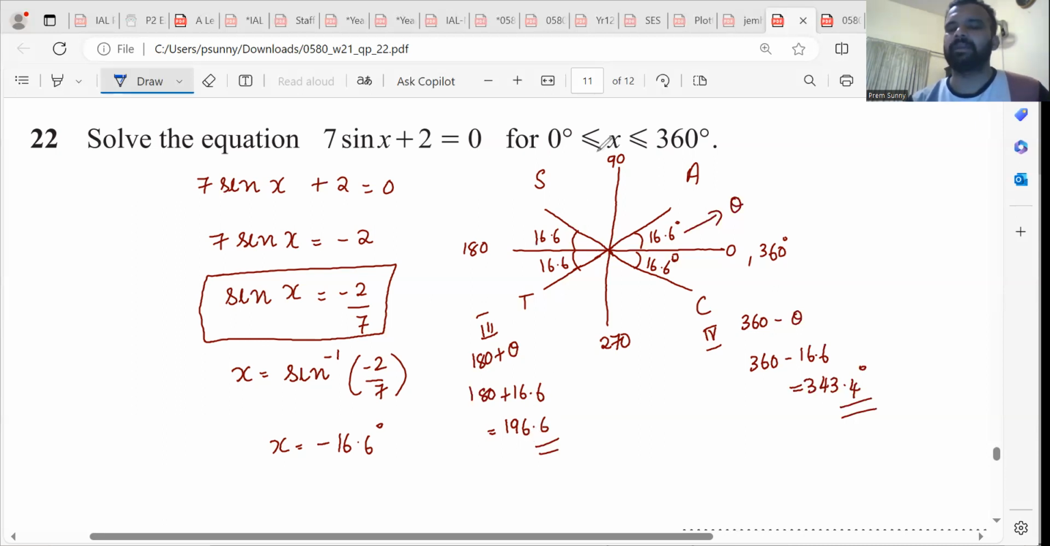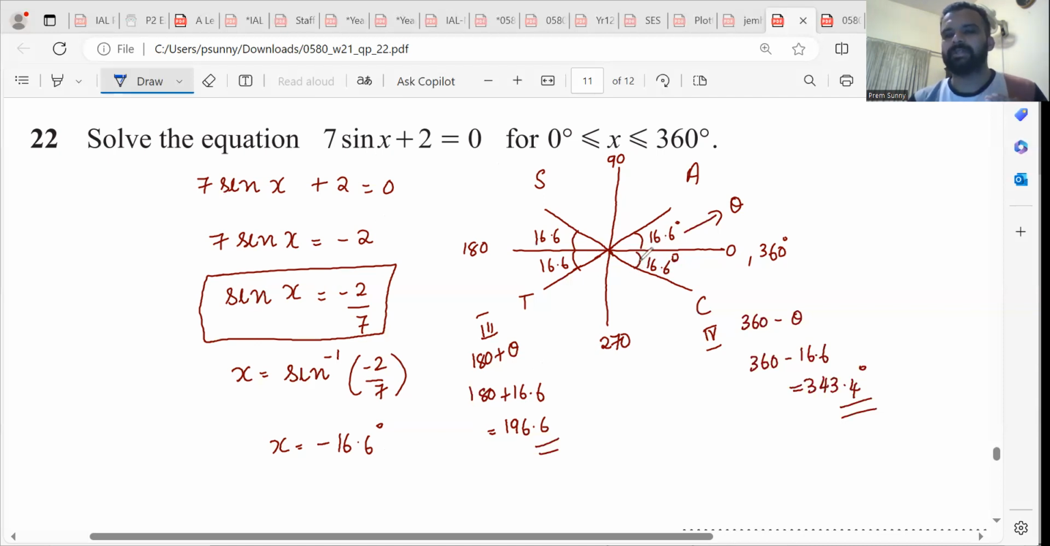Let me check whether my answers lie in the interval 0 to 360. 196.6 lies in the interval between 0 and 360. 343.4 also lies in the interval between 0 and 360 degrees. So once again, the first thing we have to do here is rearrange and make x the subject. When you make x the subject, you will get an answer of minus 16.6. We measure the angle anti-clockwise if it is a positive value, and we have to measure clockwise if it is a negative value.